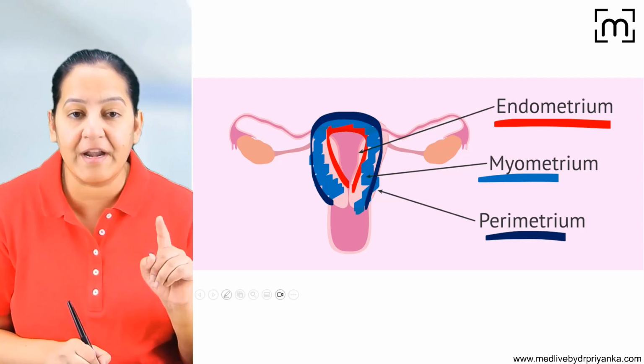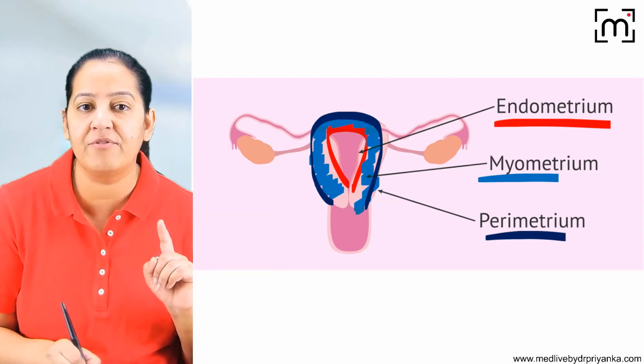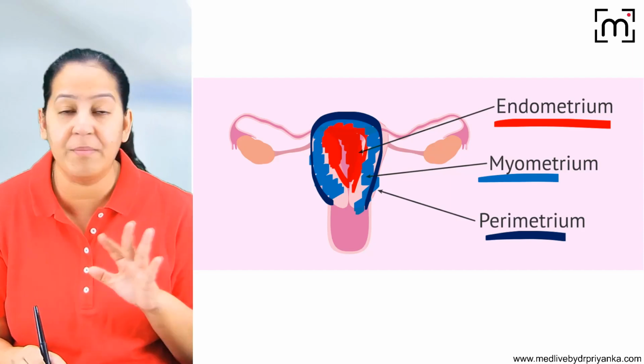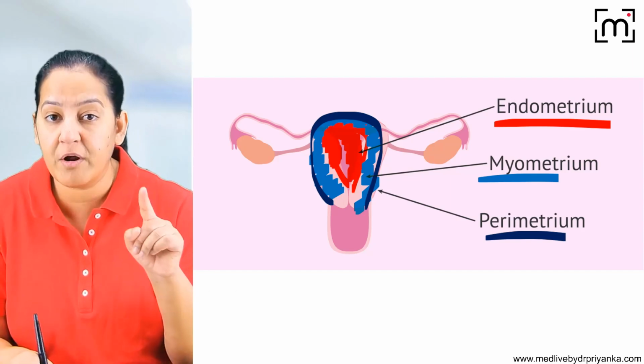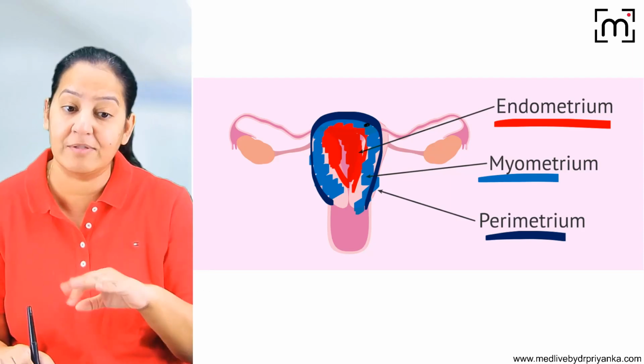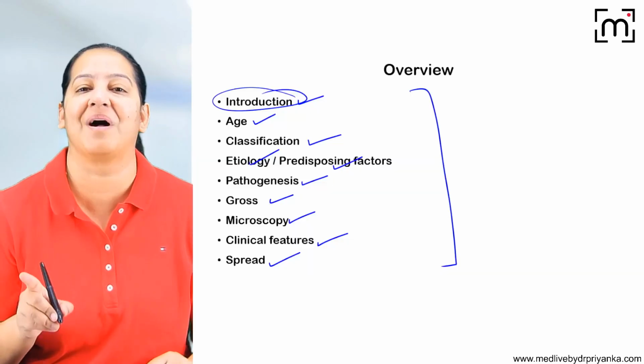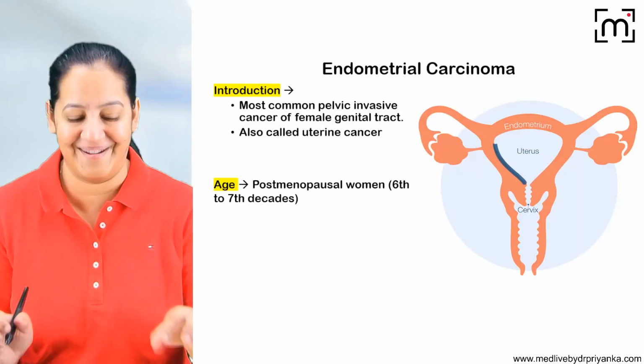Currently, I am teaching you endometrial carcinoma. Endometrial carcinoma arises from the endometrium. It's a tumor of the endometrium, not the myometrium. The tumors of the myometrium are leiomyoma and leiomyosarcoma. There is a separate video on that. But currently, I am teaching you endometrial carcinoma. So, let's start the topic.